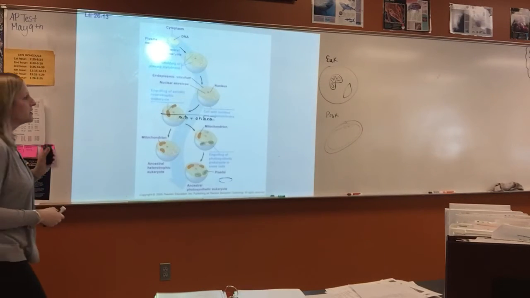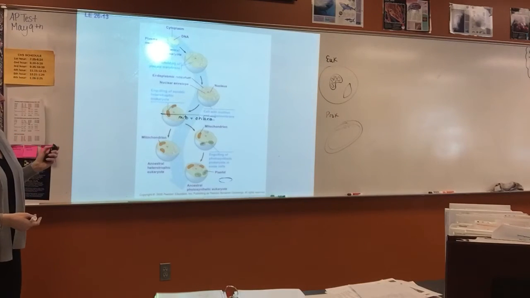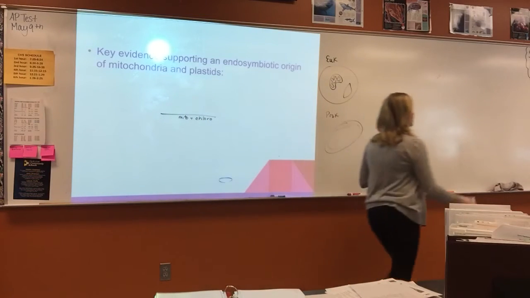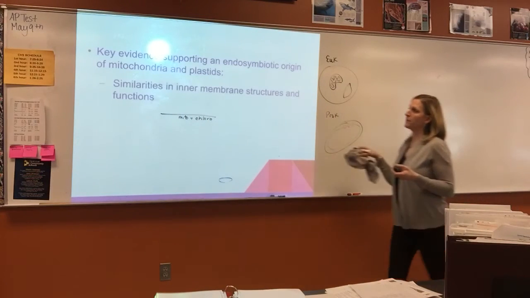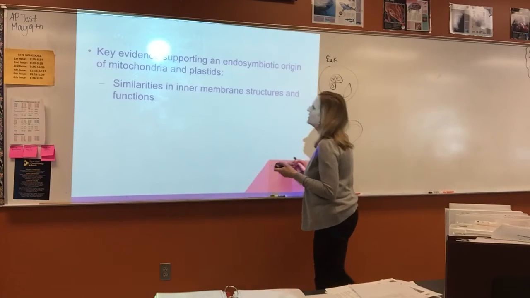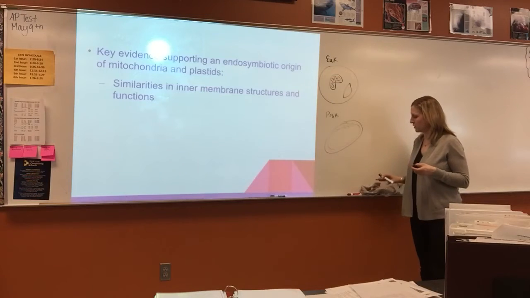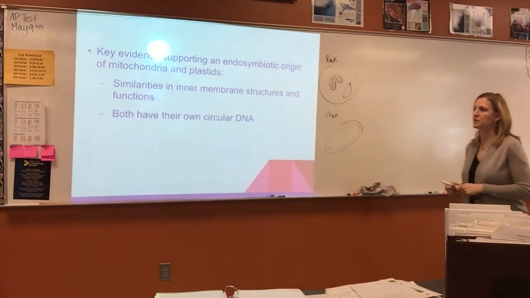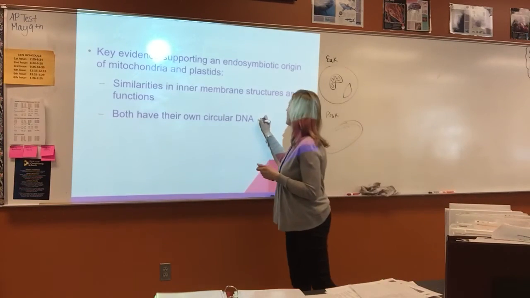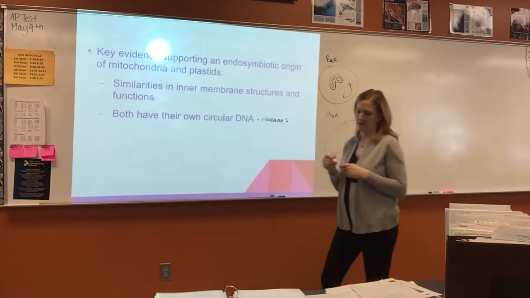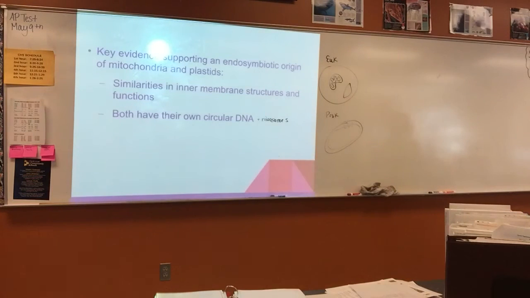So that's what we talked about before. That's a picture there that we've looked at before. And remember that there's evidence to support this. The intermembrane structure and function of the mitochondria and the chloroplasts are similar to prokaryotic cells. They also have their own circular DNA, and I'm going to add here, ribosomes. Circular DNA and ribosomes, just like prokaryotic cells.